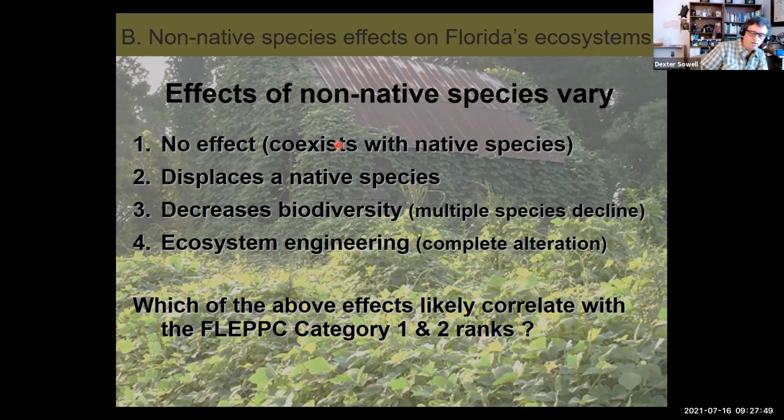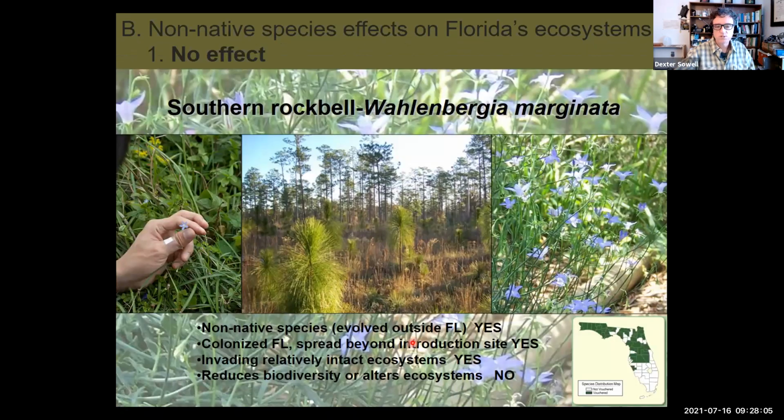So my question here is, which of the above effects likely correlate with that? Well, it used to be FLEPC, now it's the FISC category 1 and 2 ranks. It's really this 3 and 4 here. These effects are what give the category 1 and 2 ranks here. And so let's go through some of these examples.